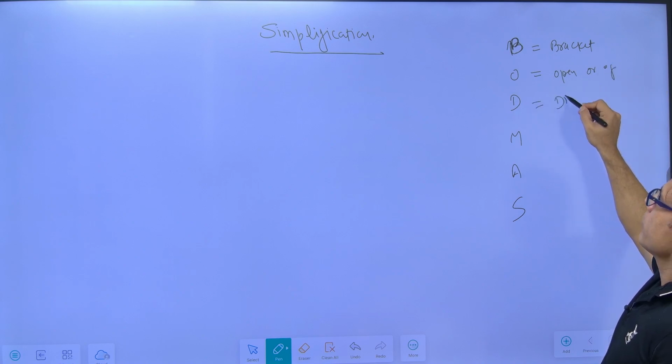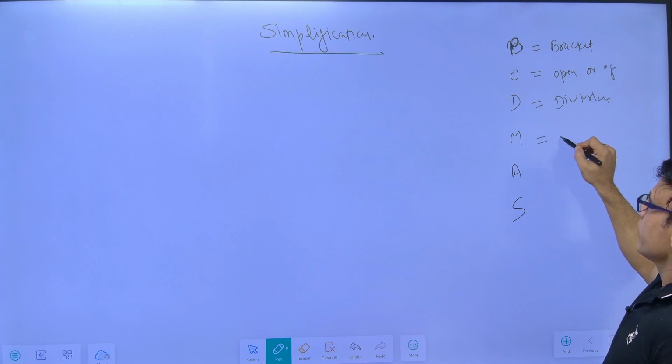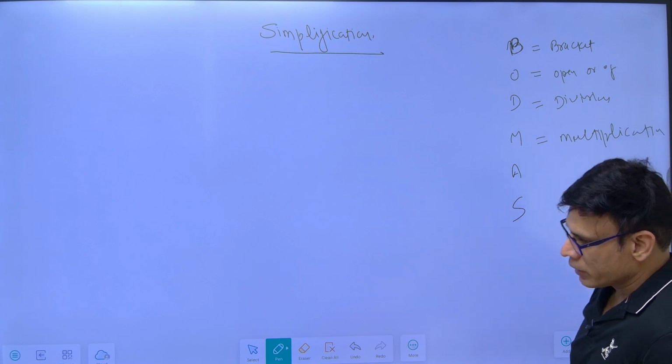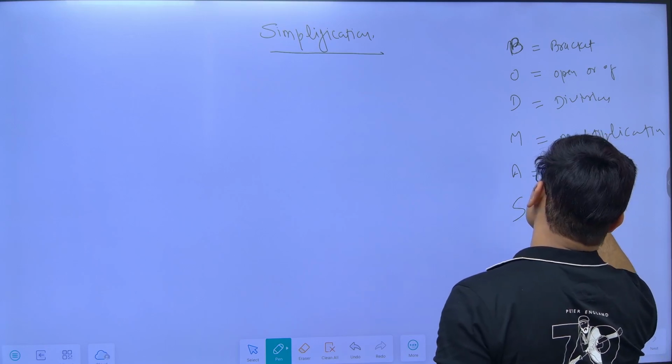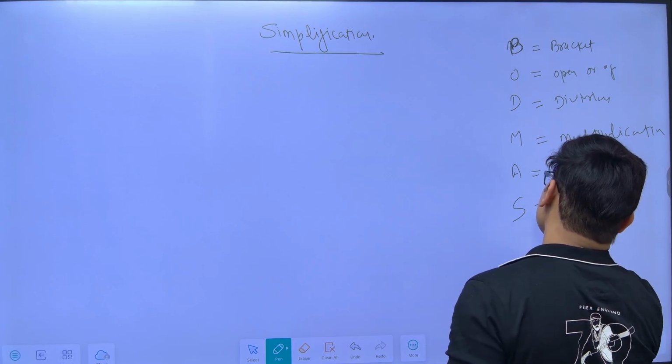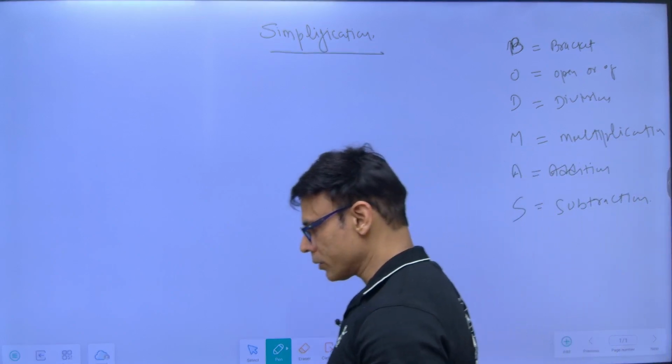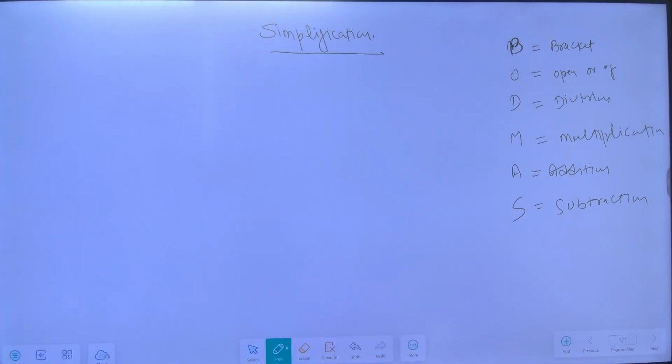D stands for division. M stands for multiplication. A for addition. S for subtraction. This is the order. So America and Europe has two different methods of following it, right? The UK or generally European generally follow BODMAS. US follow something called PEDMAS. तो कुछ अलग ही चलता है अपना. तो हम लोग अभी UK follow करते हैं.